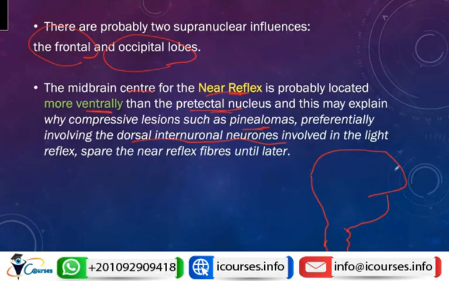So consider that this is the brain, this is the frontal lobe, this is the occipital lobe, and this is the brain stem. So you can find here the midbrain. In the midbrain, there are two centers.